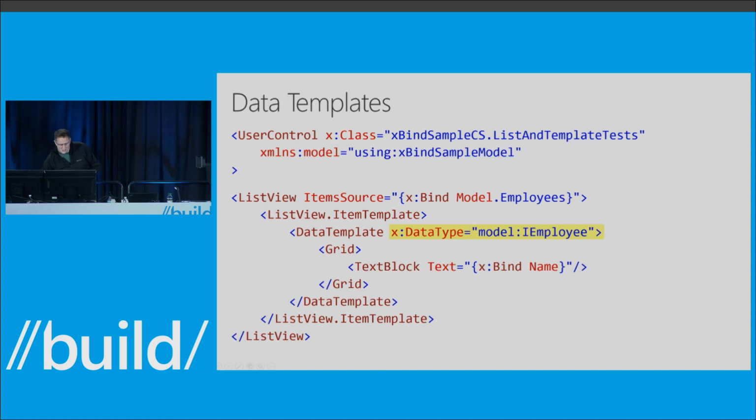So in this case, I have to do it on the right screen. Model maps to, that's an XML namespace that maps to my code namespace of XBind sample model. I've just used IEmployee here. It doesn't have to be an interface. You can bind to any type you want. So employees have a name, so I can just now do the name property in here, and that's bound to the name of the employee.